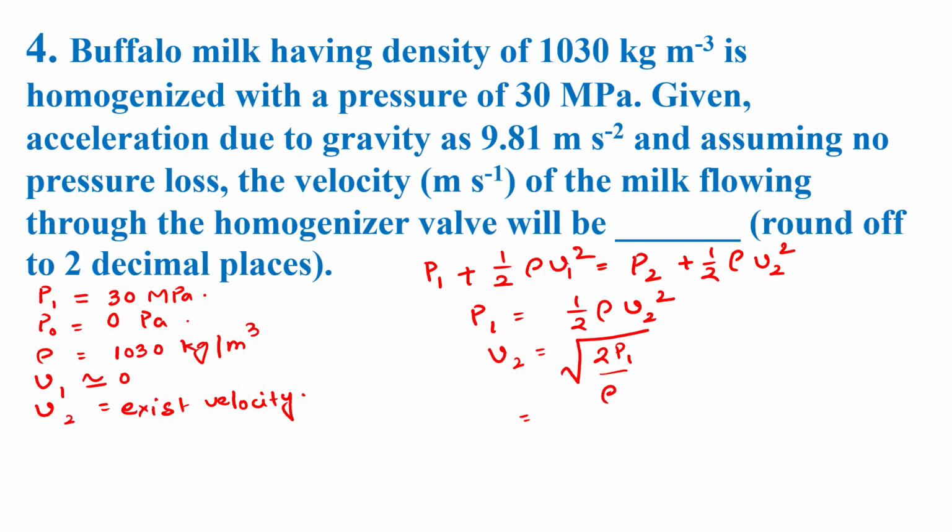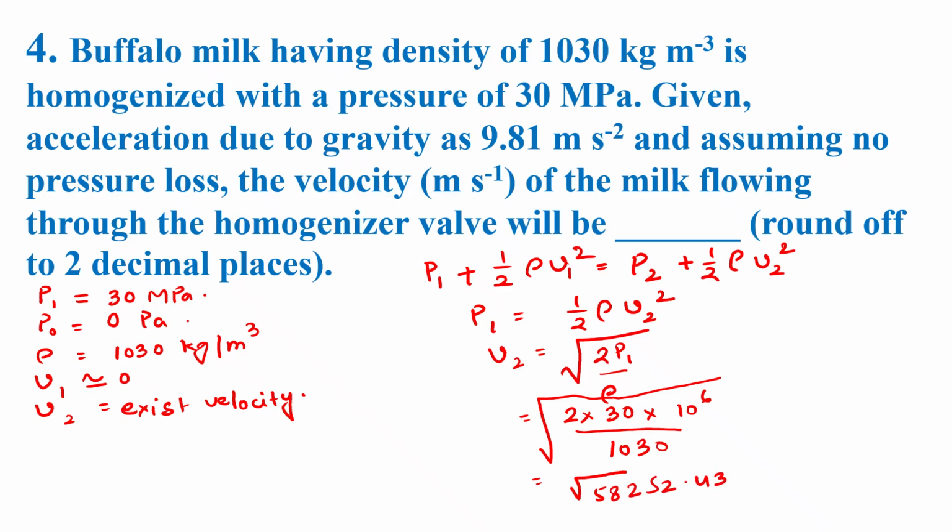So 2 into 30 into 10 to the power 6, that is megapascal, so we'll convert to pascal. Then density is 1030, root over, it will be root over 58252.43, which is equal to 241.36 meter per second. So my answer is 241.36.